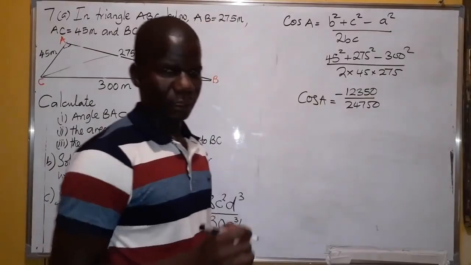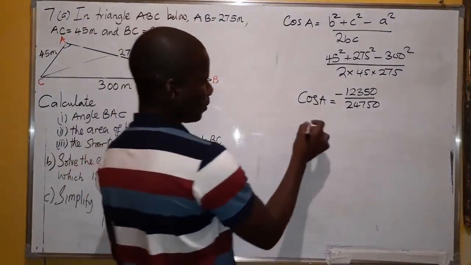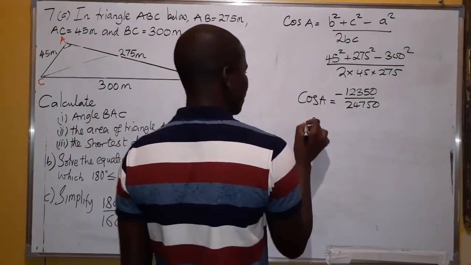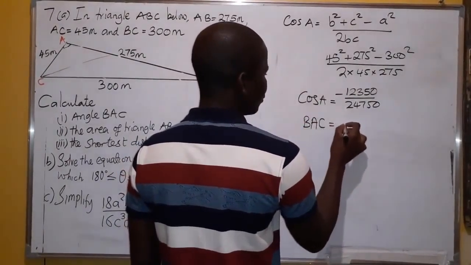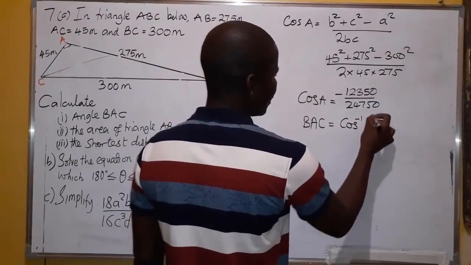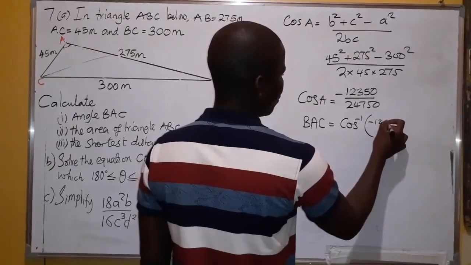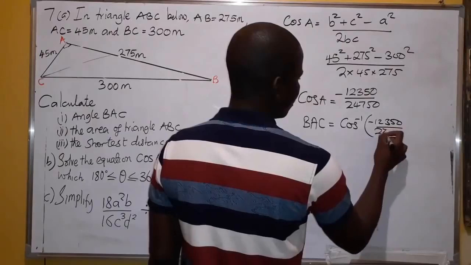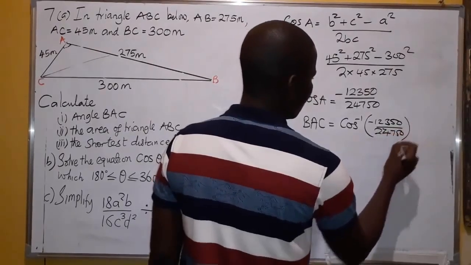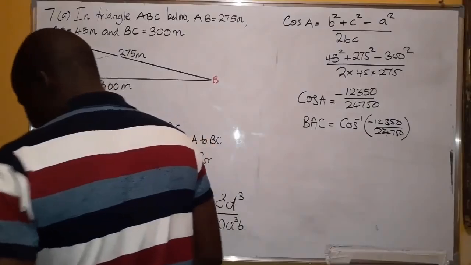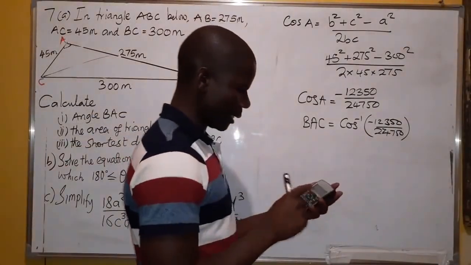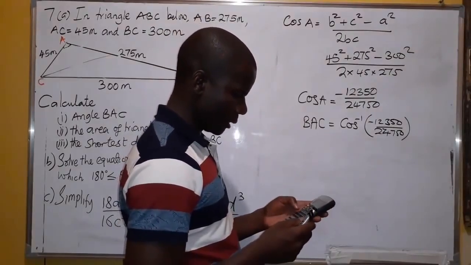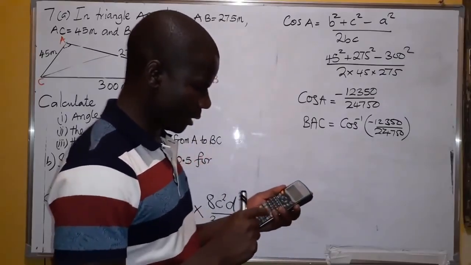Now take note that our interest is the angle at A. So I'm going to say angle A, which is now BAC, is equal to cos inverse of negative 12,350 over 24,750. So we have now to do this. We punch this on our calculator and see what we are going to get.